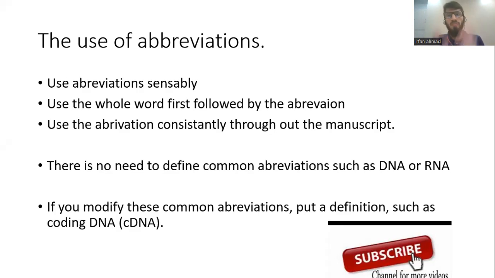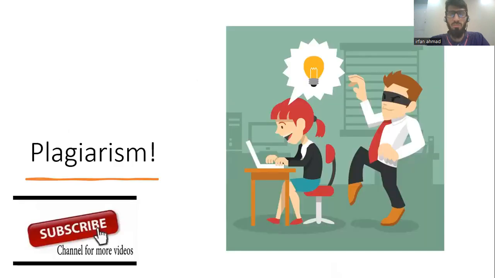But if you use an abbreviation from the start without explaining it, without writing the full words, it is also a bad thing, and it actually decreases the quality of your study. There is no need to define common abbreviations such as DNA and RNA, because they are universally accepted and everyone knows them. If you modify these common abbreviations, such as coding DNA, then you have to write it down.